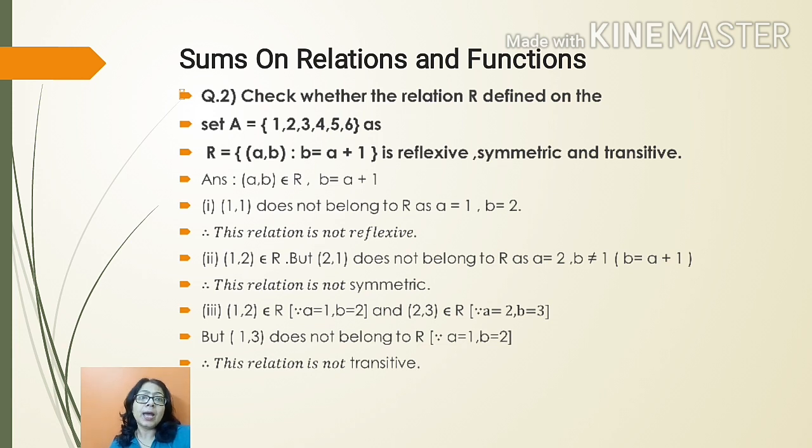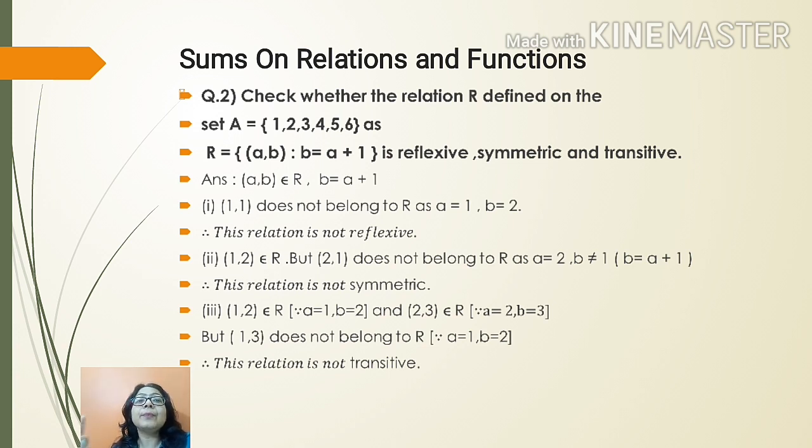Here I had taken the set A equal to {1, 2, 3, 4, 5, 6}, where the relation R is equal to {(a, b)}, where b is equal to a plus 1. We have to show whether it is reflexive, symmetric, transitive, or what. So first, (a, b) belongs to R, where b is equal to a plus 1, and under set A the elements are 1, 2, 3, 4, 5, 6.